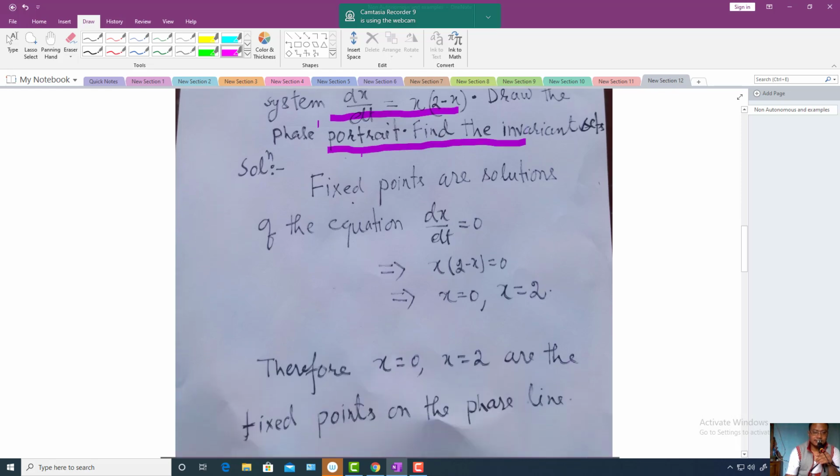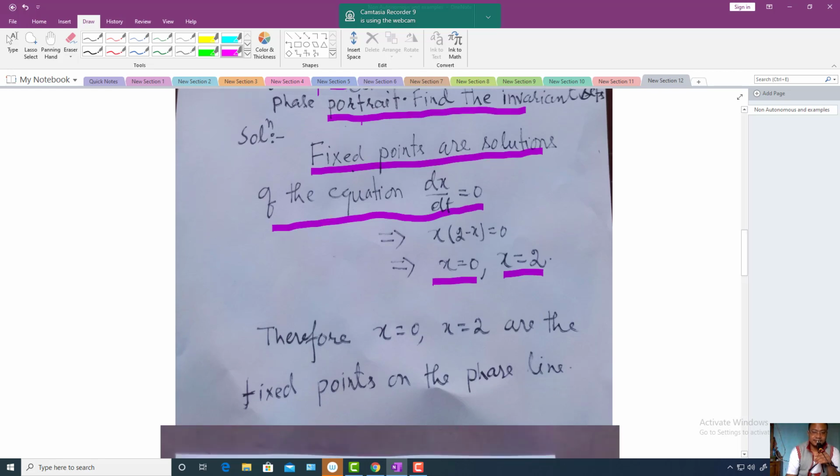All right, so now let us see what a fixed point is. Fixed points are solutions of the equation dx/dt = 0. That means x(2 - x) = 0. So how many roots are there? x = 0 and x = 2. So 0 and 2 on the phase line are the fixed points of the given dynamical system. The behavior of the system depends upon the fixed points, the nature of the fixed point.